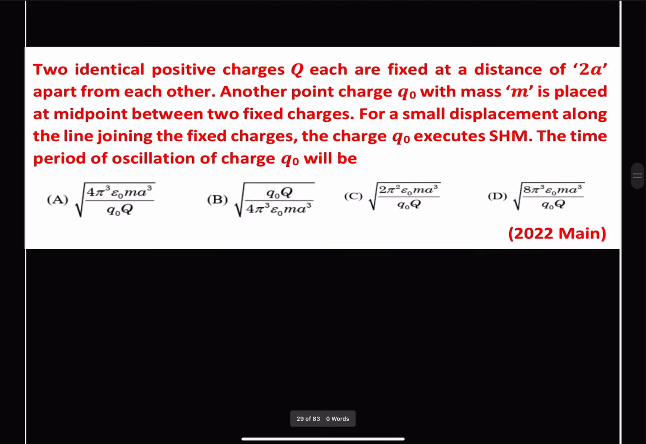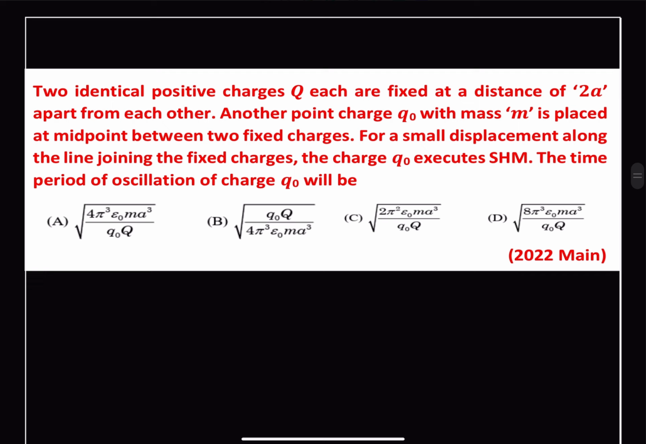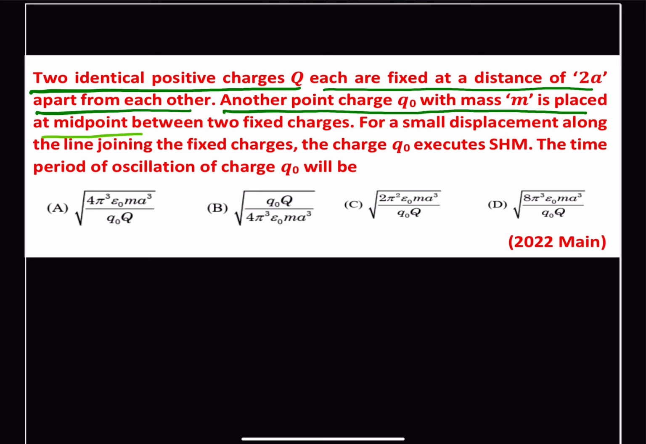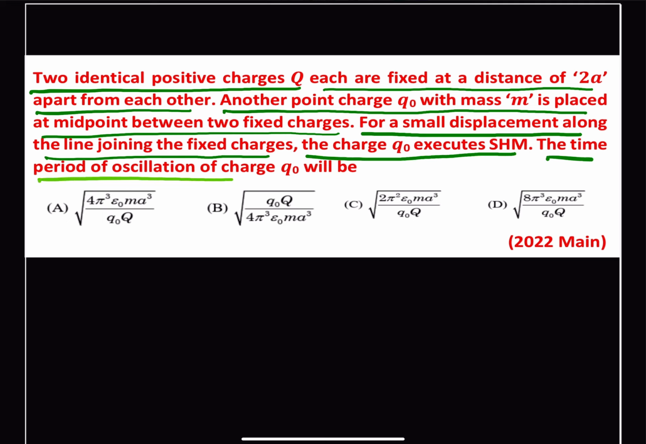Next question. It states that two identical positive charges Q each are fixed at a distance 2a apart from each other. Another point charge Q0 with mass m is placed at the midpoint between the two fixed charges. For a small displacement along the line joining the fixed charges, the charge Q0 executes SHM. The time period of oscillation of Q0 will be.